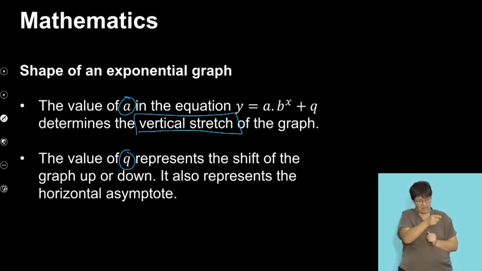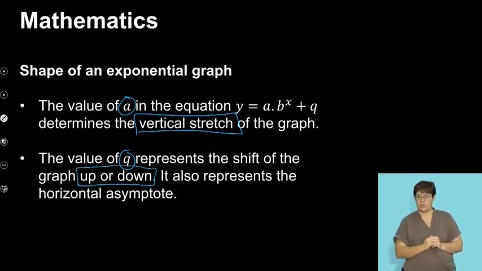Vertical stretch means it becomes a bit stretched vertically, not really enlarged horizontally, no, stretched vertically. And then the value of q represents the shift of the graph up or down. Shifting means you are moving the graph.